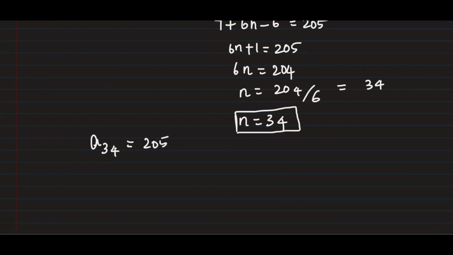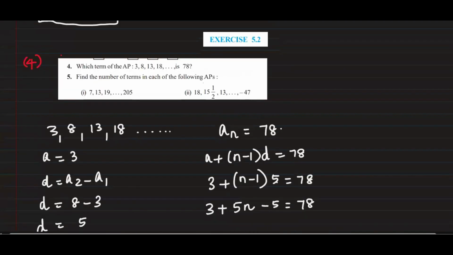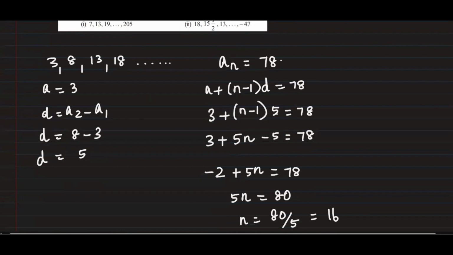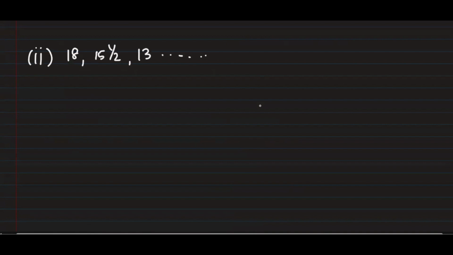Now moving on to second question of question 5. So the second question is 18, 15 1 by 2, 13. And the last term is minus 47. So in the same way, we'll have to do the second question also. So question 2. In question 2, we have 18, 15 1 over 2, then 13. And the last number is minus 47.